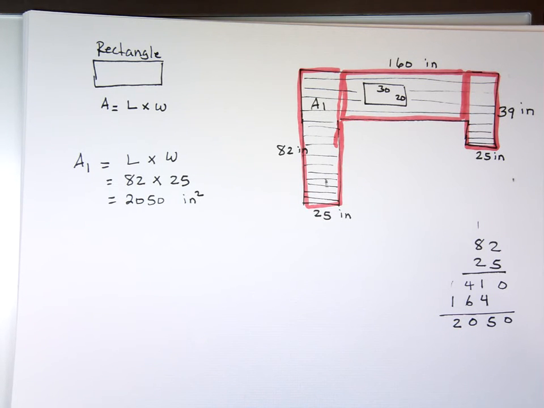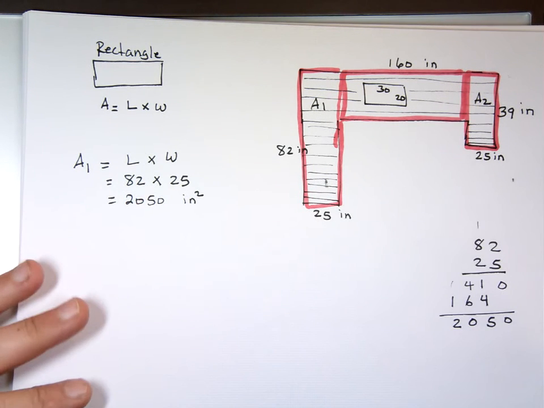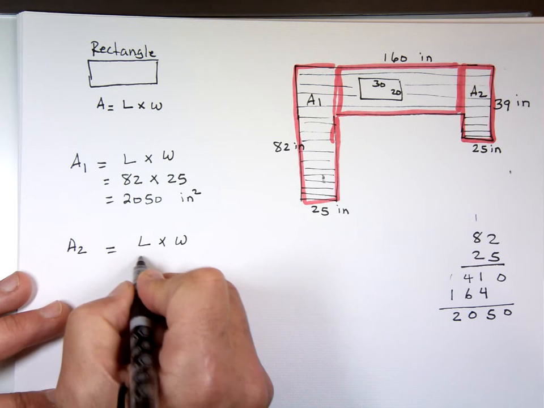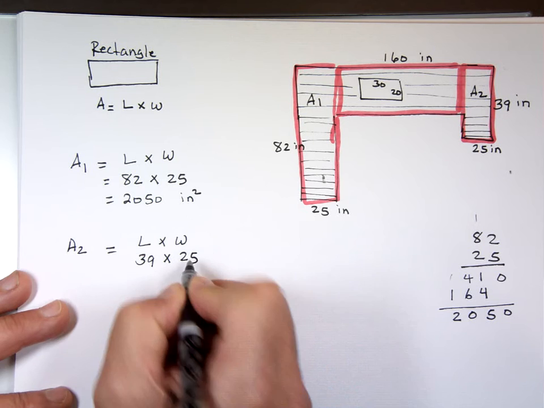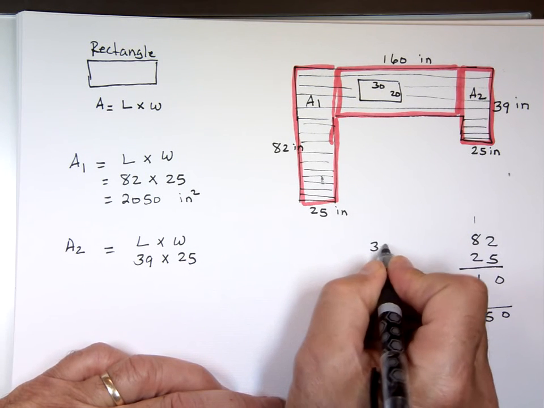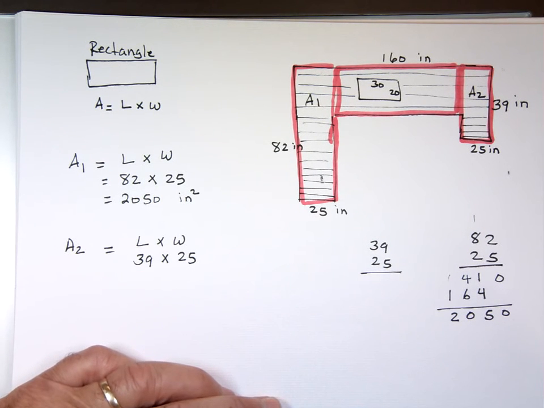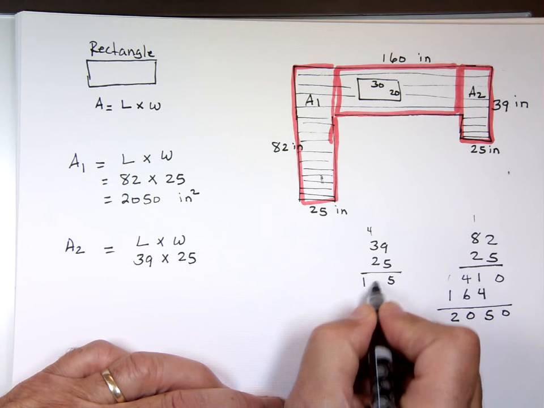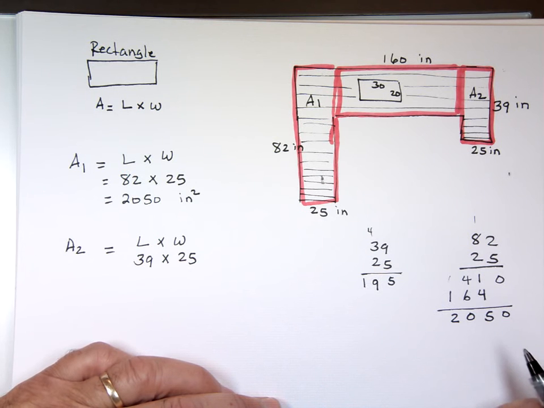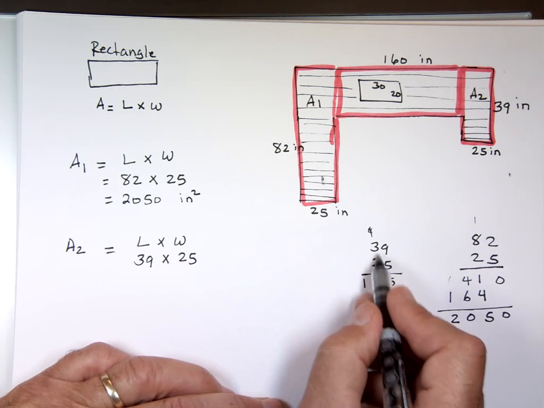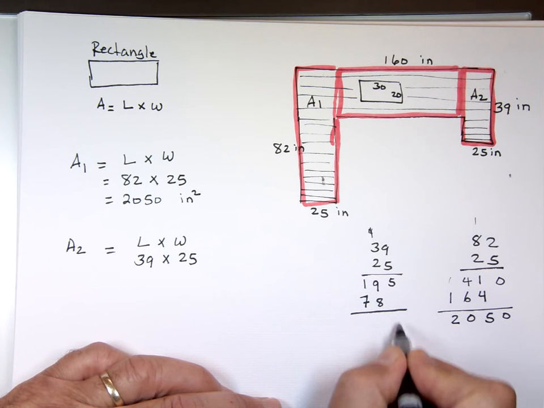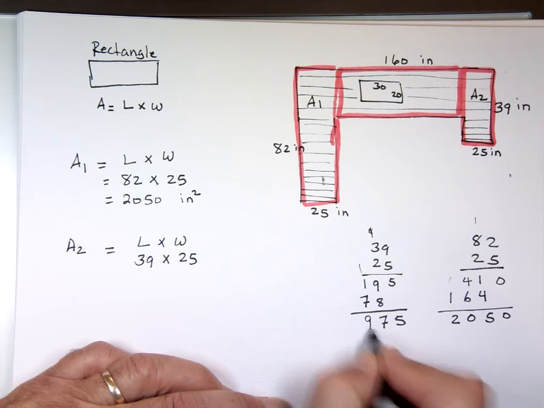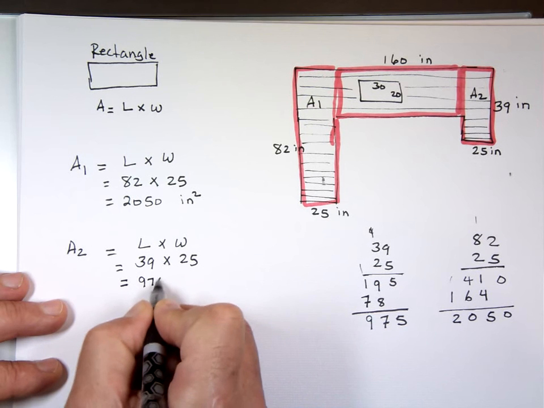Okay, so let's call this area 2. What is area 2 then? Again, length times width. The length is what? 39. The width is what? 25. 39 times 25. 5 times 9? 45. 5 times 3? 15 and 4? 19. 2 times 9? 18, carry 1. 2 times 3, 6 and 1, 7. 9 and 8 is what? 17. 7 carry 1, 1 and 1, 2 and 7, 9. 975.